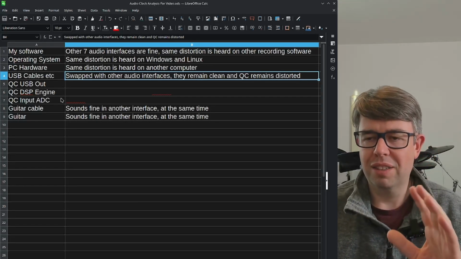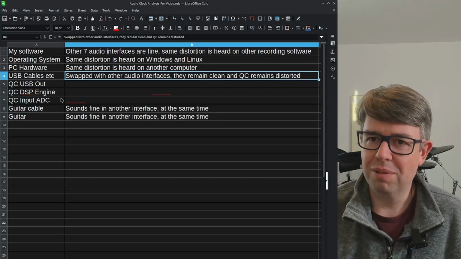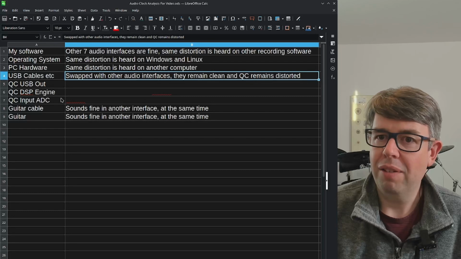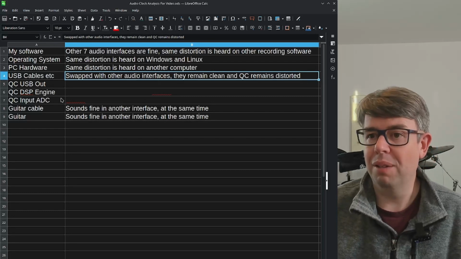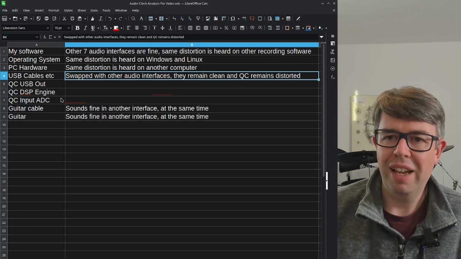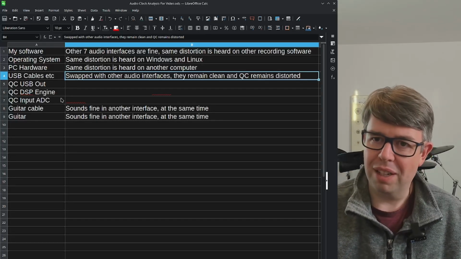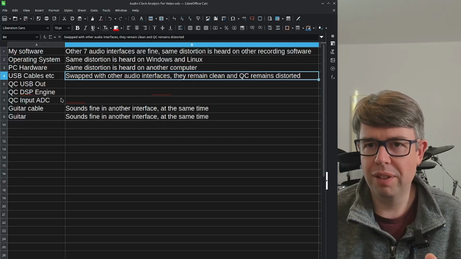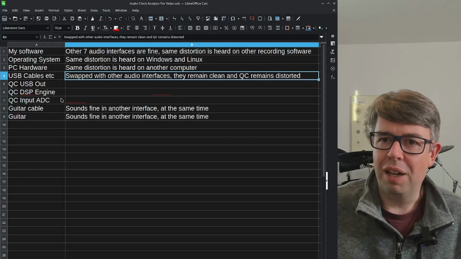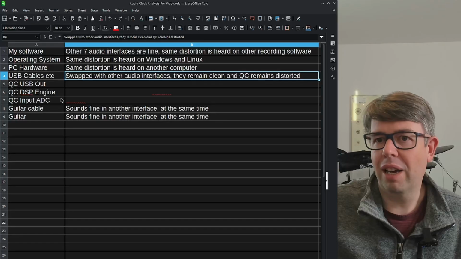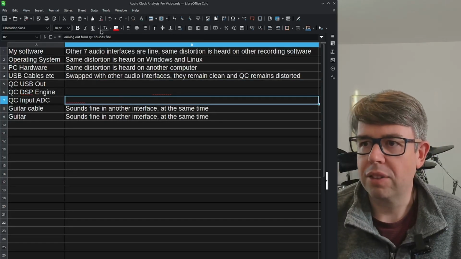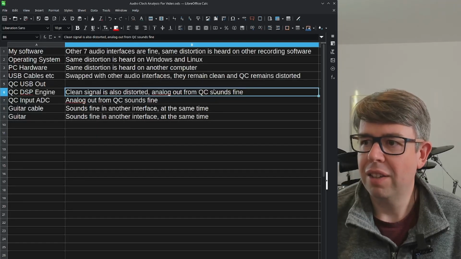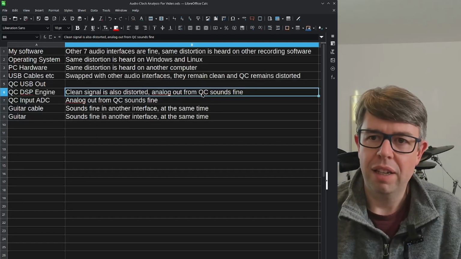So the Quad Cortex input analog to digital converter and the DSP engine must be okay for that to sound good. And also, as it happens, the Quad Cortex output digital to analog converter must be okay. So all of those three are in the clear, because if any of those three was causing a distortion, I would hear it when I capture its analog output. And so that is primarily why these two are in the clear.